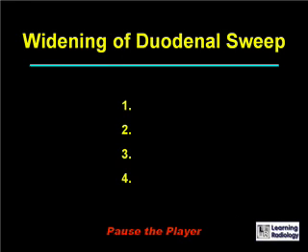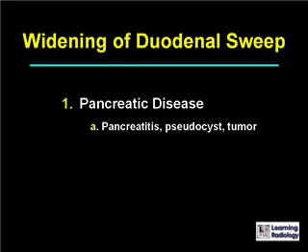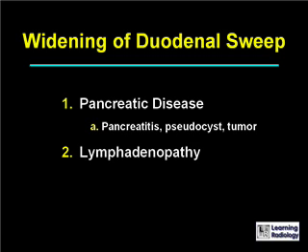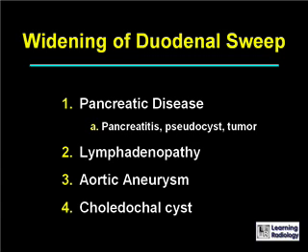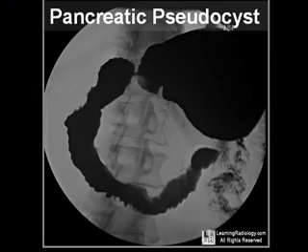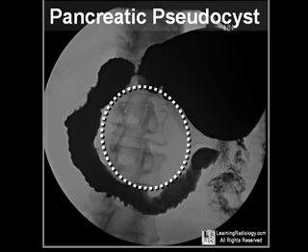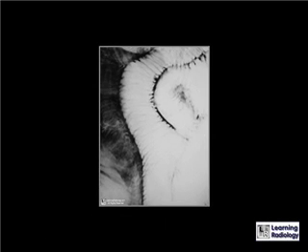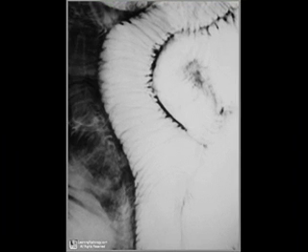The differential is for widening of the duodenal sweep. There are 4 causes listed. The causes of widening of the duodenal sweep include pancreatic disease, such as pancreatitis, pseudocyst, or a tumor of the pancreas, lymphadenopathy, an aortic aneurysm, or a choledochal cyst. This is your next differential diagnosis.